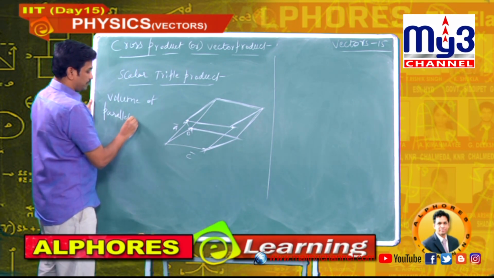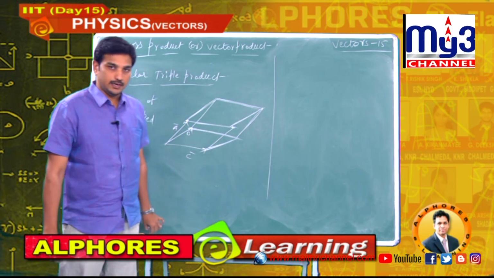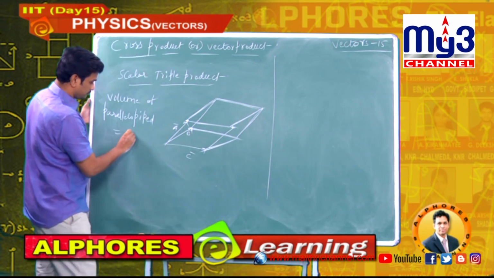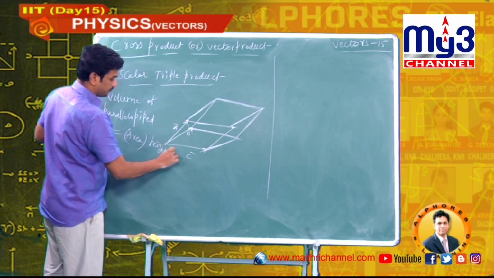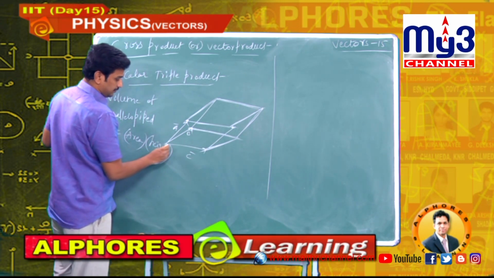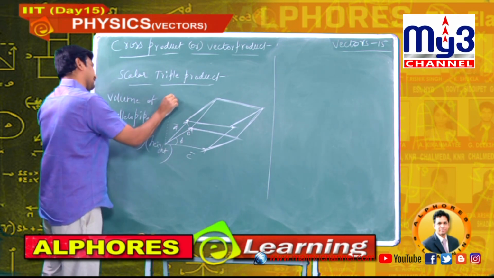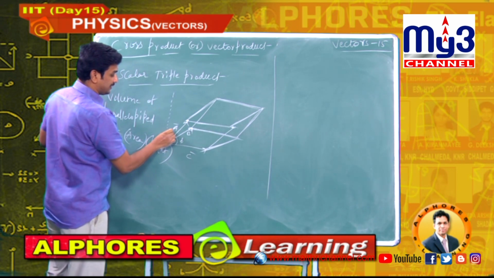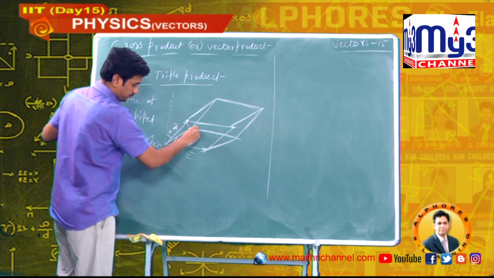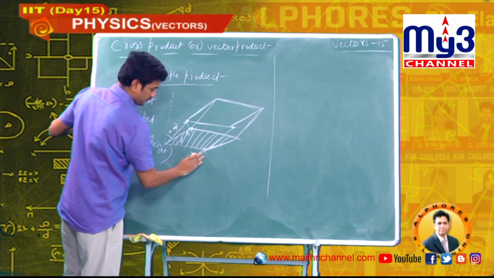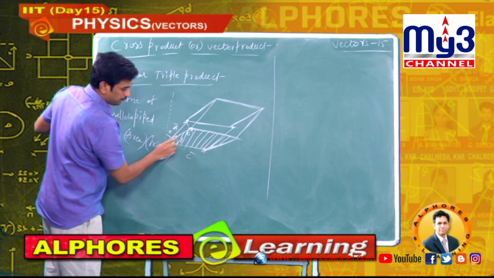Volume of parallelepiped, how much? What is the volume? Area into height. Volume is area into height. Now here, let this angle be phi, the vertical line, and let this be theta. Now see here, this part is the area of the base. The area of the base is like a parallelogram.